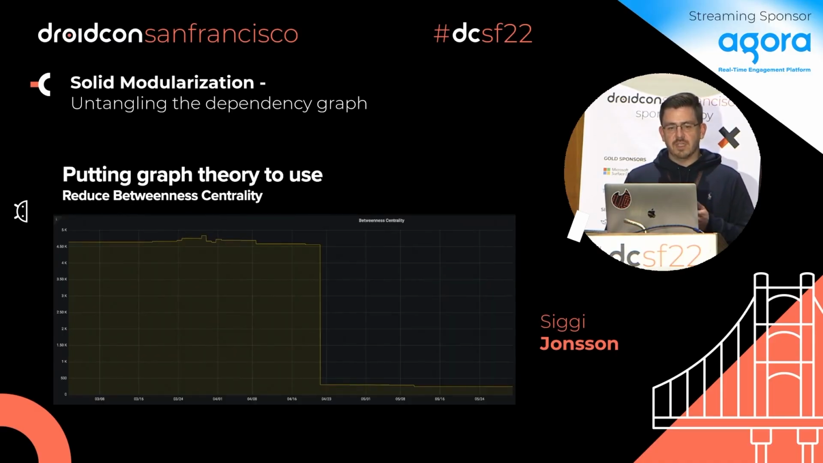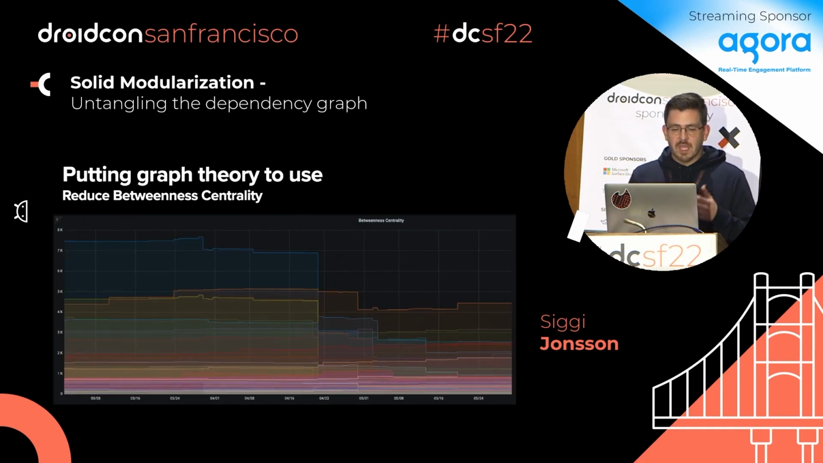Similarly, we've been able to focus on reducing the betweenness centrality of some modules. So we're reducing the impact or the influence these modules, often problematic or legacy modules, have on the entire build graph. And by measuring those and tracking them over time, we're able to objectively say that a particular change actually made things better.